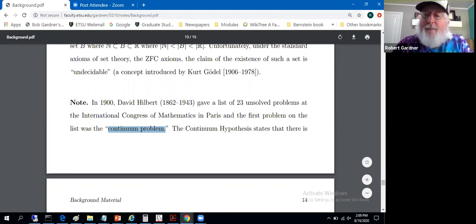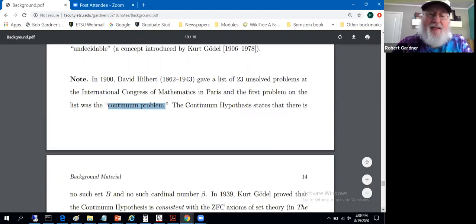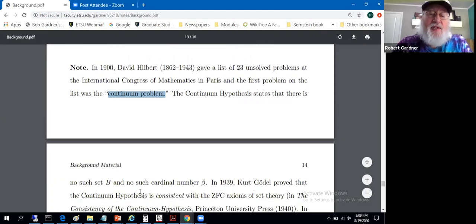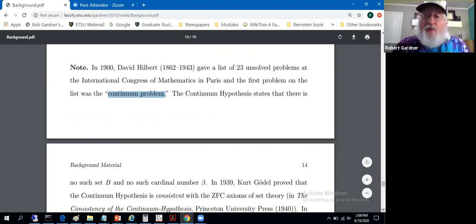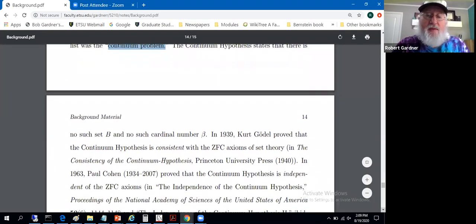The continuum hypothesis states that there is no such set B as described above. So the continuum problem is, is there such a set or not? The continuum hypothesis is that there's not such a set. Well, can you prove the continuum hypothesis?